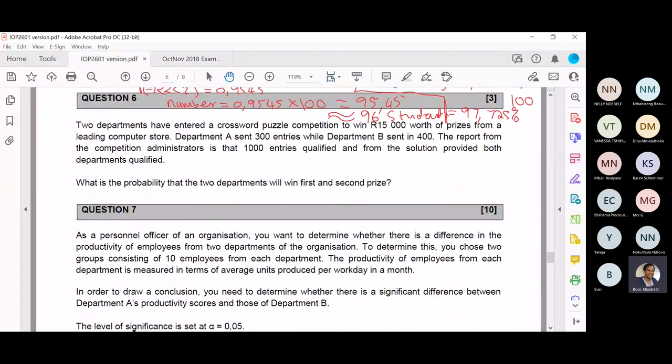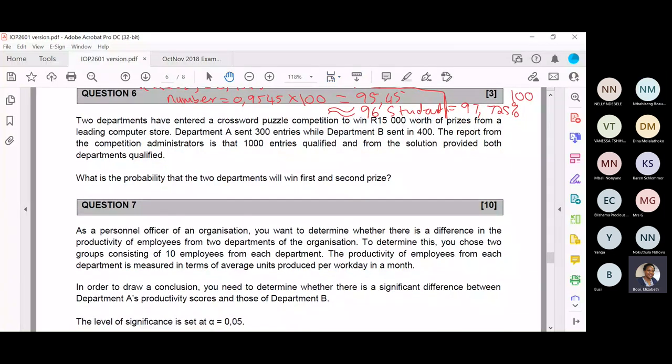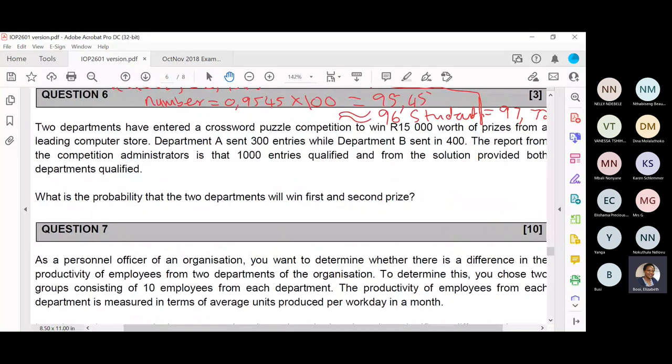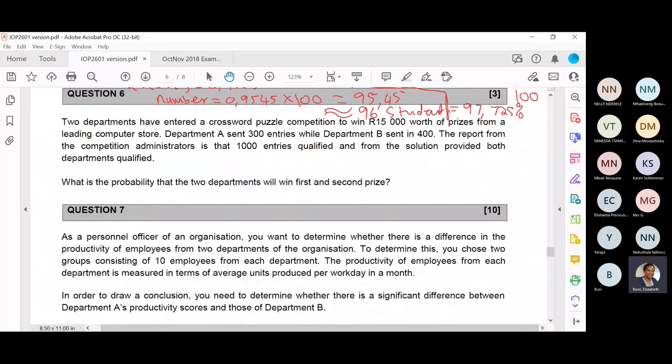No problemo. Okay, so let's move to question six. Let's just make this bigger or smaller. Let's reduce it a little bit.